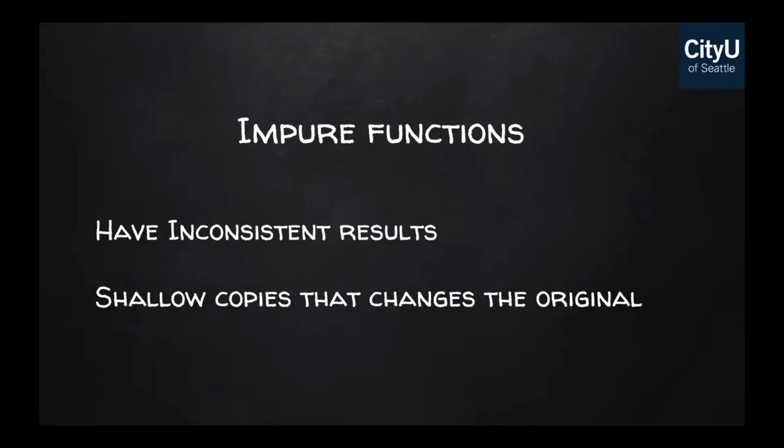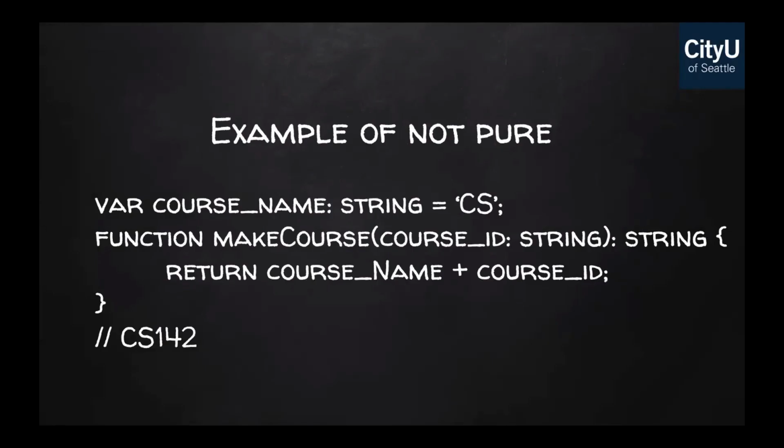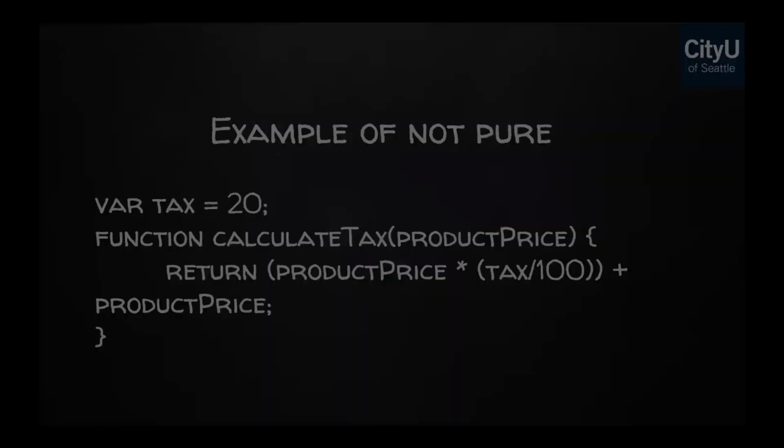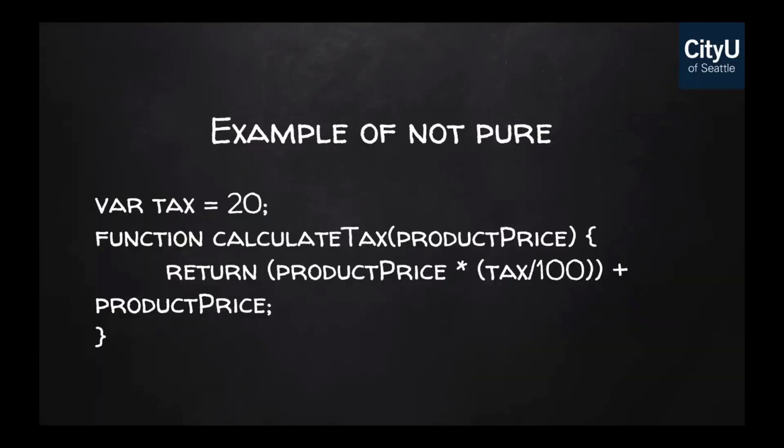So impure functions have inconsistent results, and shallow copies that change the original, because you do have some APIs that when you invoke them, they also change the existing array. So let's say you have array A, array B, and you invoke an API that does a shallow copy, it might change array A. Example of not pure, we already talked about that. It has a global variable. A good example is when you're doing tax calculation, but your tax is a global variable.